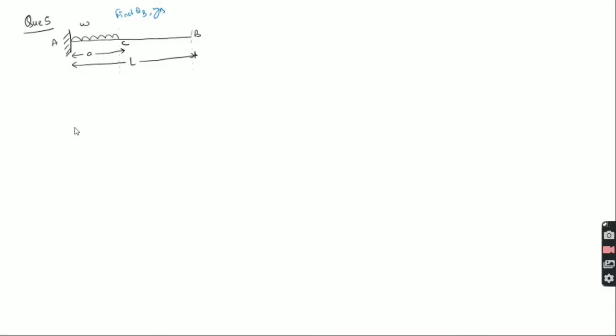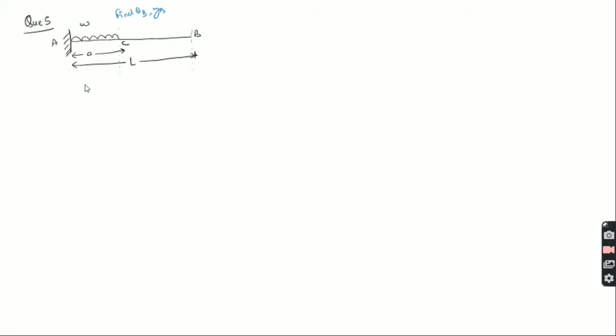Now this next beam is again a cantilever beam having a uniformly distributed load acting up to a distance of A from the point A, and the whole length of the beam is L. So we have to find the slope and the deflection at the free end.